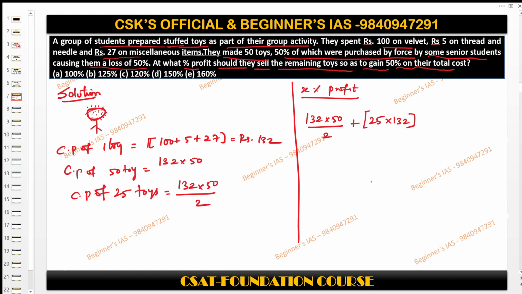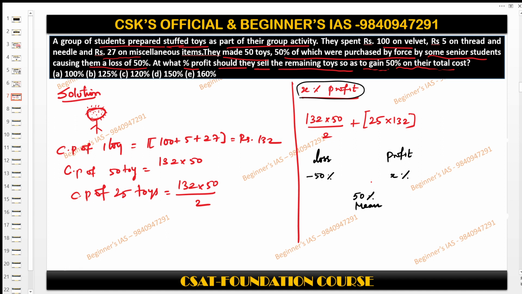Listen carefully. What would be the loss here? How many percentage of loss occurs here? 50 percentage of loss. What you need to do is calculate the profit. I don't know that profit, that is why I mentioned you need to take X as the profit percentage. Even after these things happened, the remaining toys have to gain how much out of the total cost? 50 percentage. This is going to be the mean.